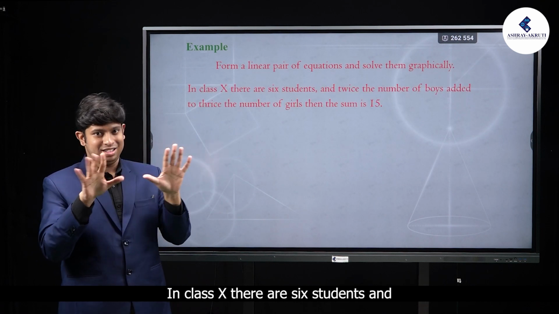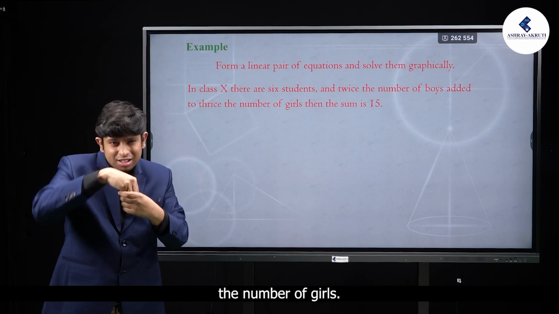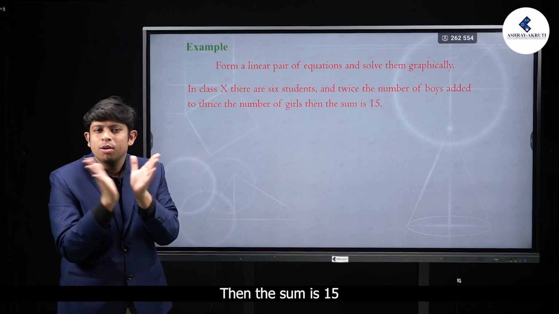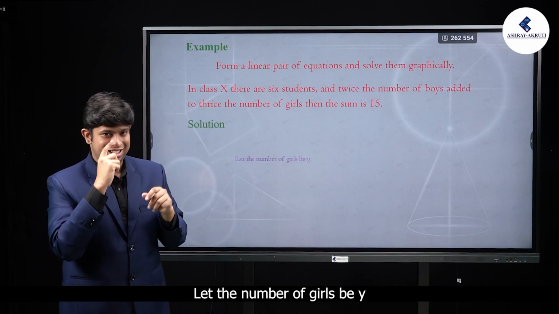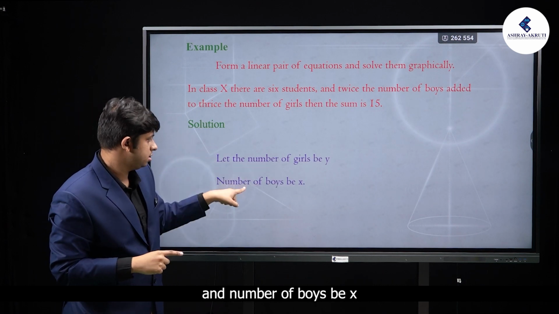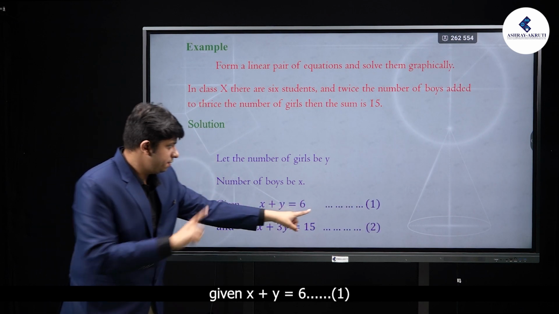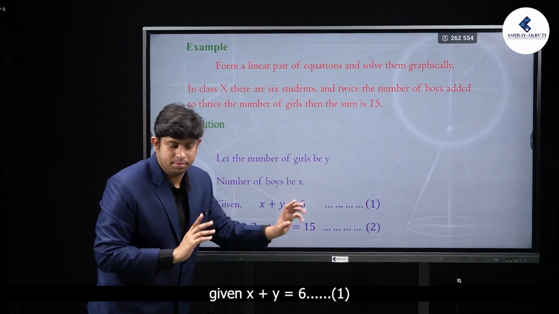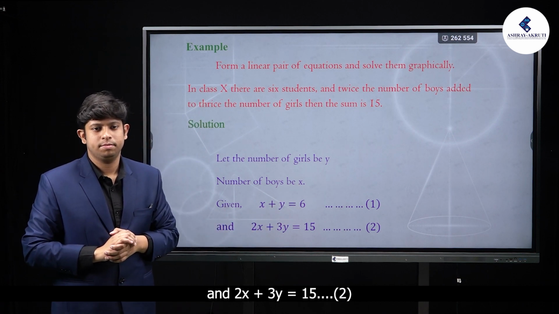In class 10, there are 6 students, and twice the number of boys added to thrice the number of girls, then the sum is 15. Solution. Let the number of girls be y and number of boys be x. Given x plus y is equal to 6, consider it as equation 1, and 2x plus 3y equal to 15, consider it as equation 2.